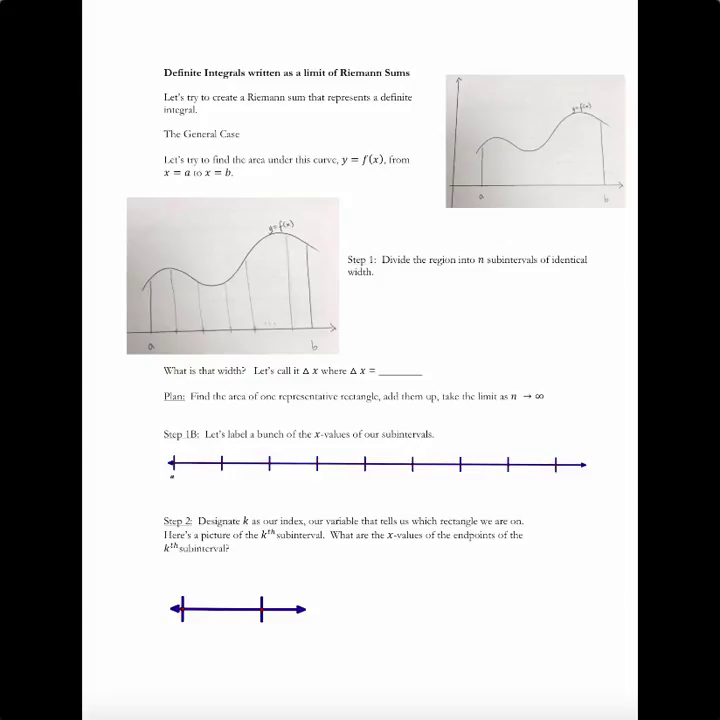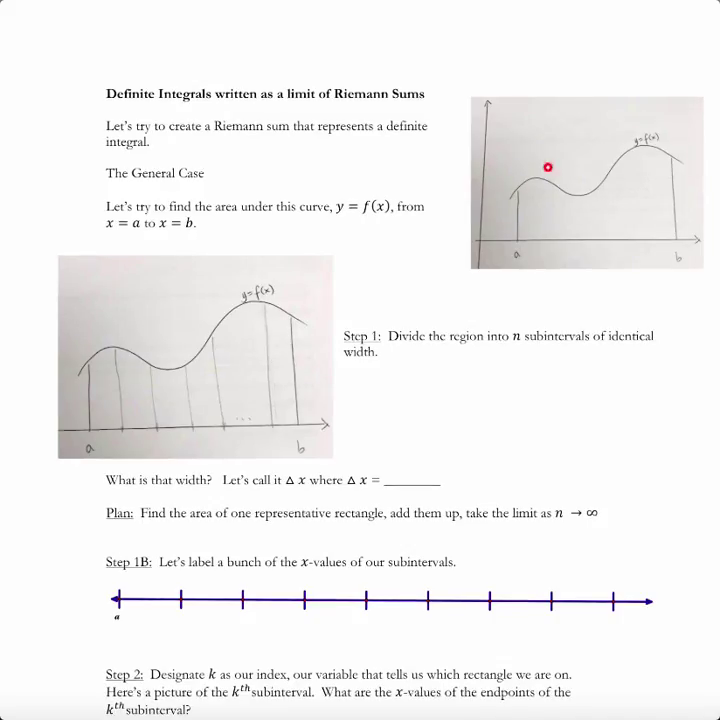Hey guys, and welcome to this video to help us lay the foundations for a really cool exploration of how to write definite integrals as a limit of Riemann sums. So let's consider this function right here, y equals f of x, and let's try to find the definite integral from a to b of f of x dx, which we can think of as this area enclosed between the function and the x-axis.